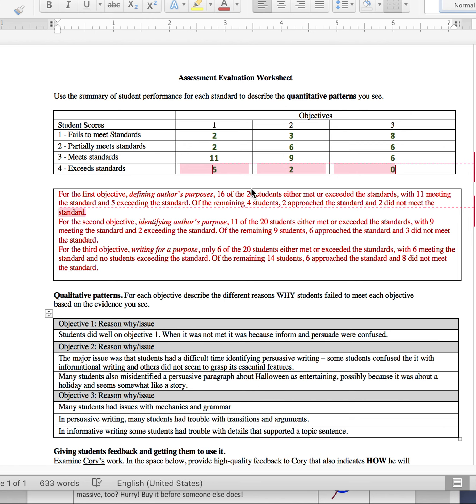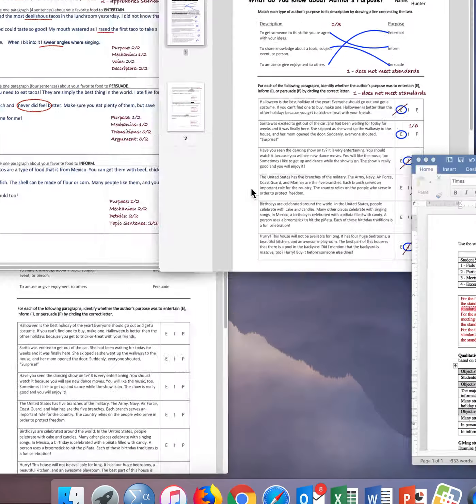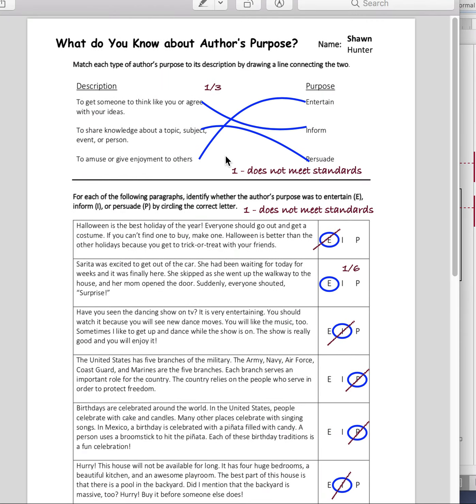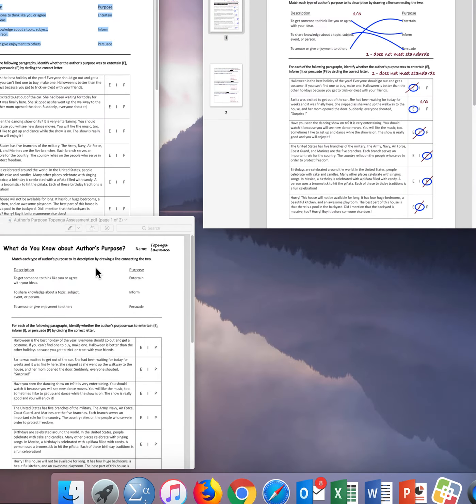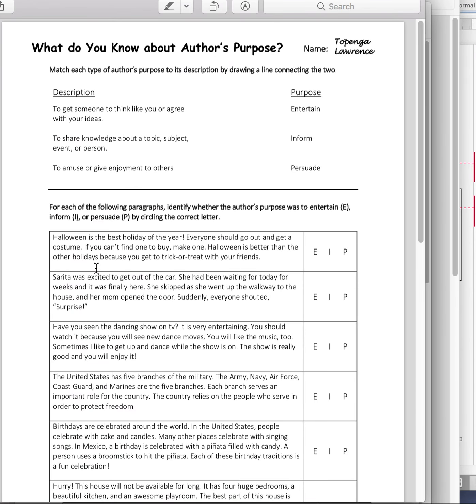And then also 3 different student artifacts that represent the different kinds of students you might have in your class. Each student's work is going to represent about a third of the class, roughly. And so, for example, I have Sean Hunter, I have Corey Matthews, and I have Topanga Lawrence. You may recognize these people from Boy Meets World fame, right? Or Girl Meets World, I suppose.